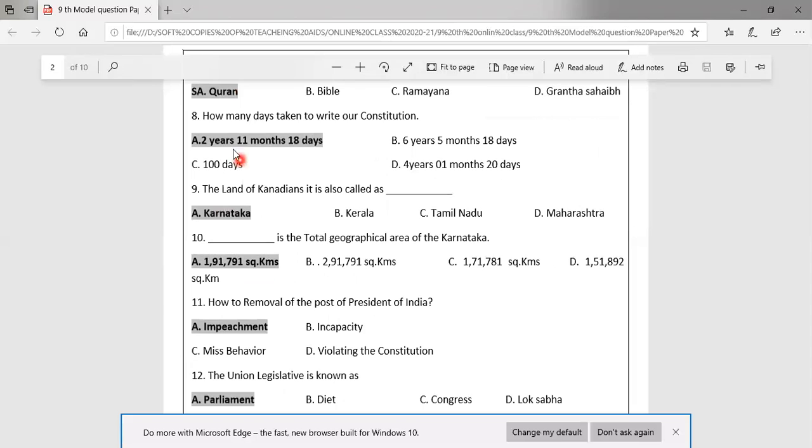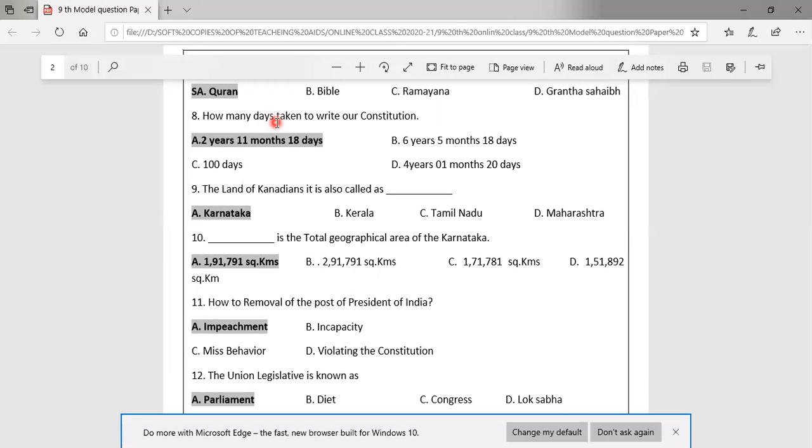Eighth question is, how many days were taken to write our constitution? Option A, 2 years, 11 months, 18 days. Option B, 6 years, 5 months, 18 days. Option C, 100 years. Option D, 4 years, 1 month, 20 days. Option A, 2 years, 11 months, 18 days is the right answer.